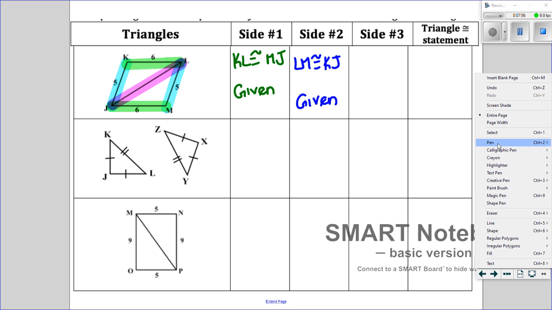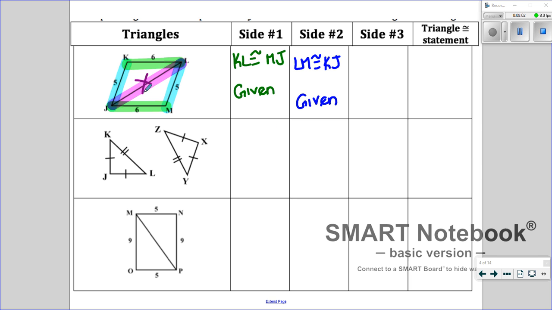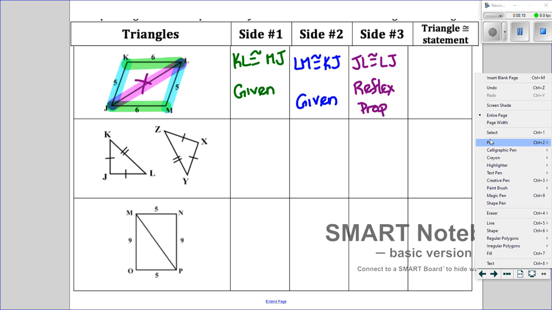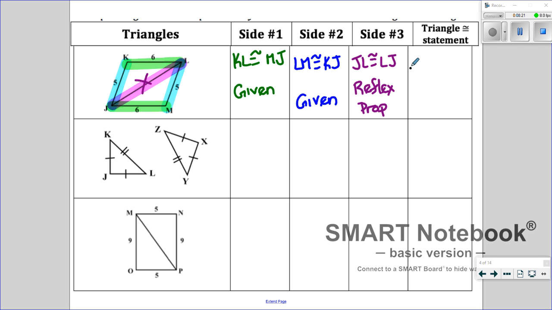And then the last one, which is JL. I'm going to put a little X on that. That tells me that this is reflexive to itself. It's congruent. So that's JL congruent to LJ, and it is because of the reflexive property. And then I can write the triangle congruency statement. So I have triangle JKL is congruent to triangle LMJ, and it's because of side, side, side postulate. SSS.